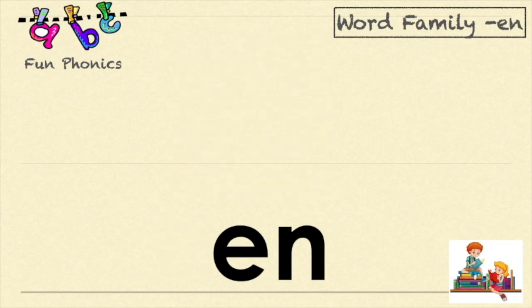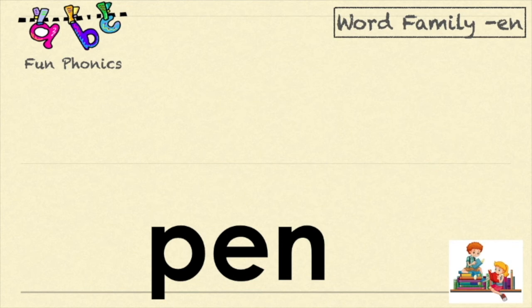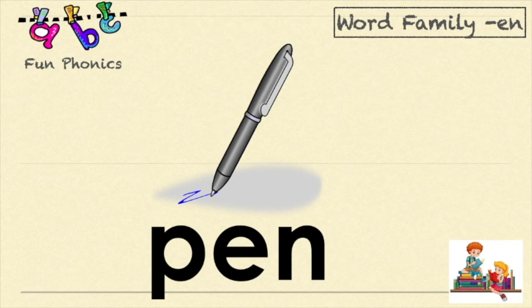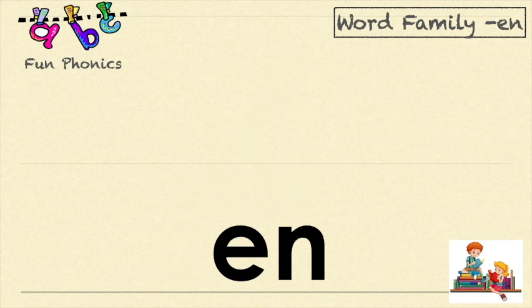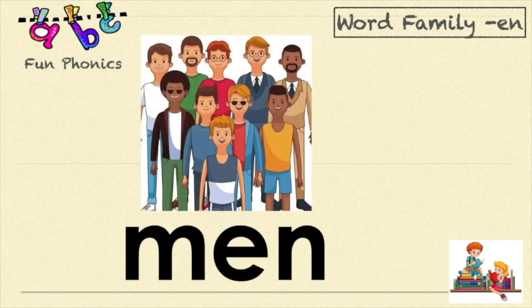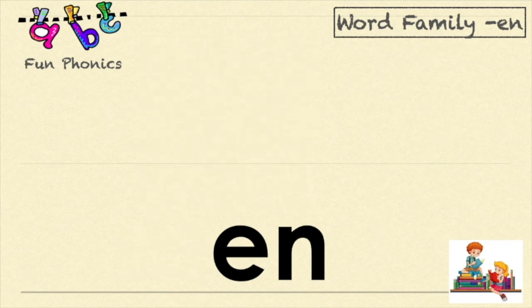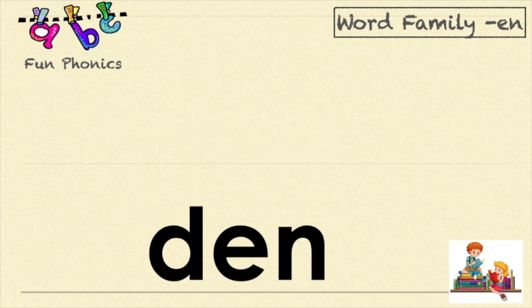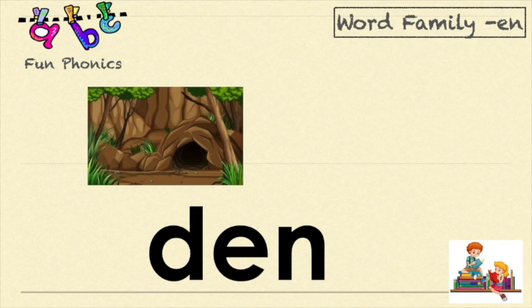Hen. Next, let's put letter P. The sound of P is P. So this is pen. Pen. Next, let's put letter M. What is the sound of M? Men. Men. Lastly, let's put letter D. The sound of D is D. Den. Den.